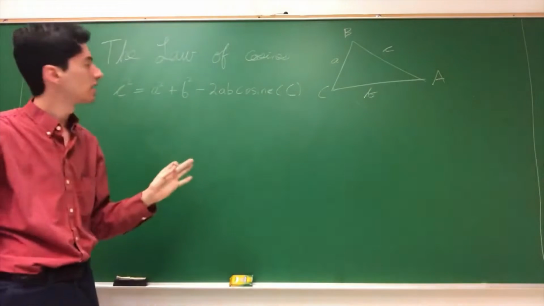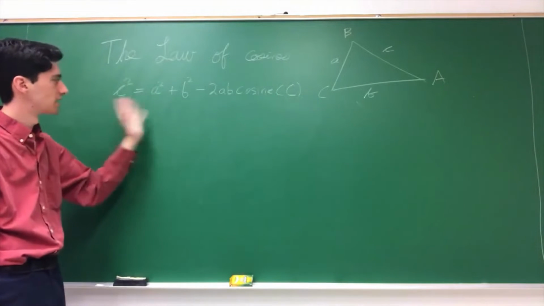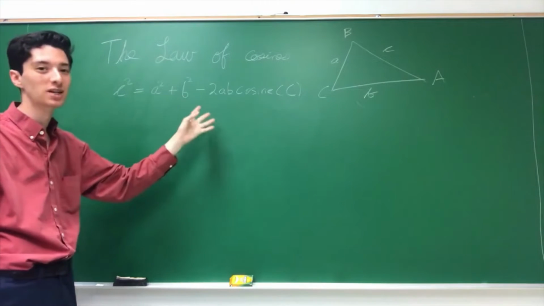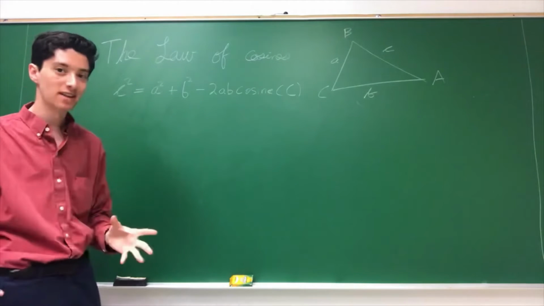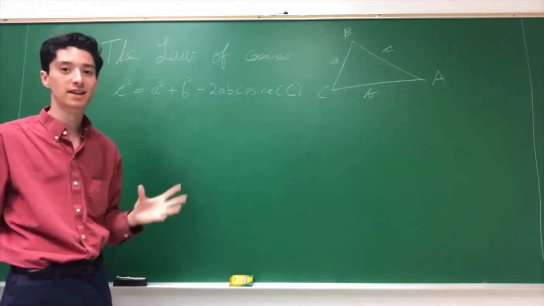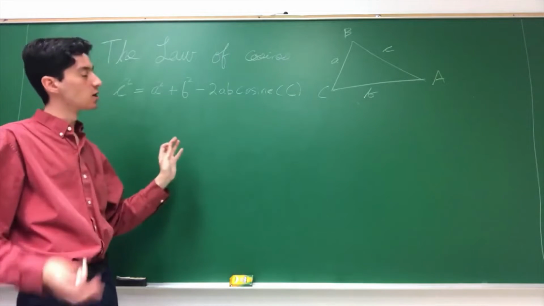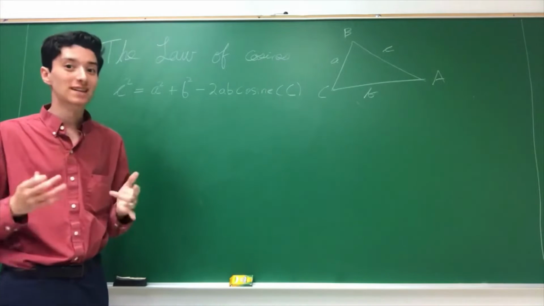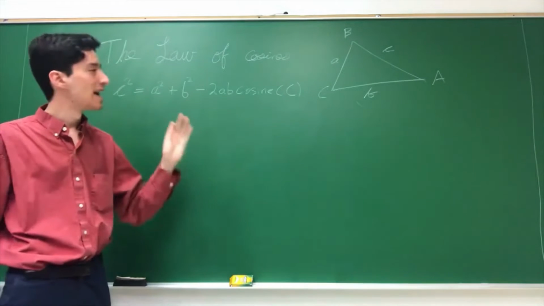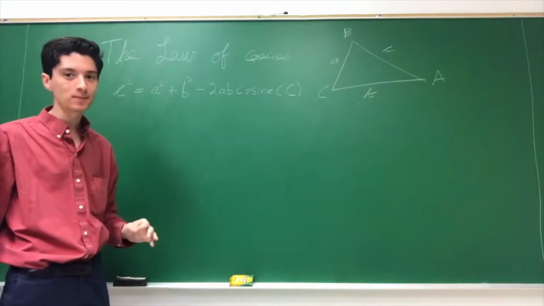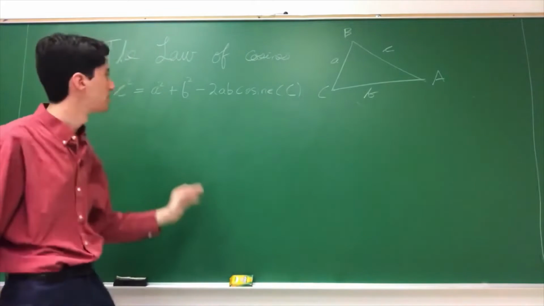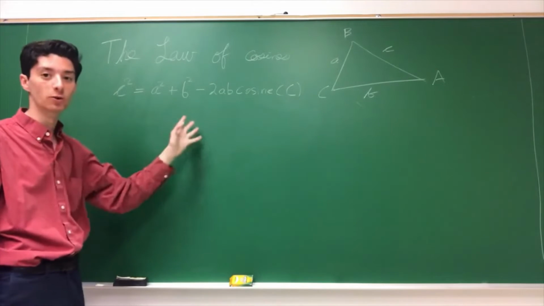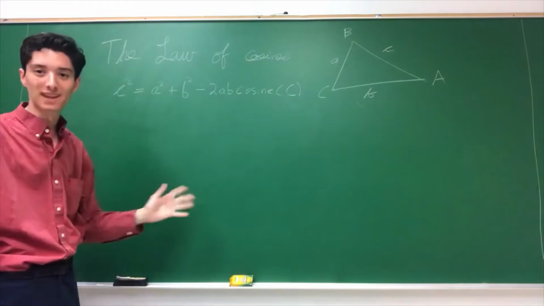This formula that we have right here, c squared equals a squared plus b squared minus 2ab cosine of C, is referring to a triangle where the side lengths are the lowercase letters a, b, and c, and the vertices are the corresponding capital letters A, B, and C. So can we use this triangle and demonstrate that this formula does indeed hold? Well, let's see.